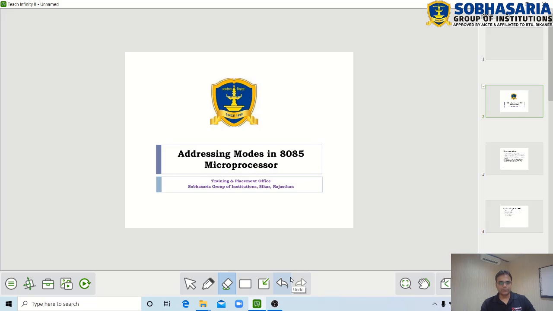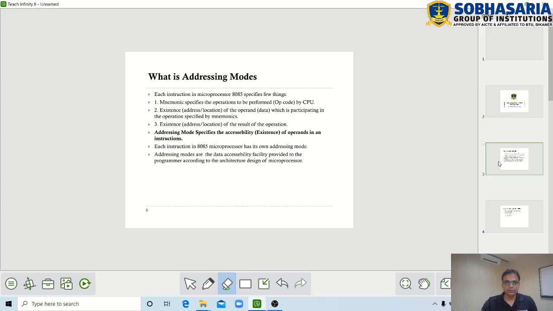Hello students, today we will learn about the addressing modes in 8085 microprocessor. So what is addressing modes?